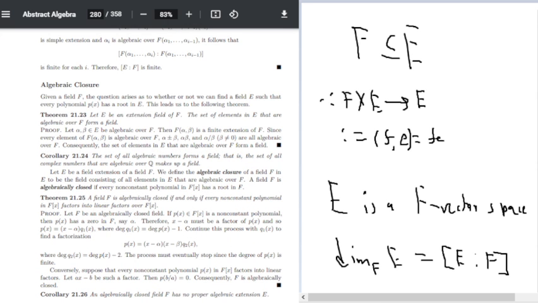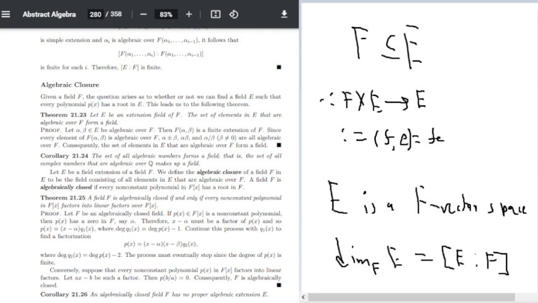Alright, algebraic closure. Given a field F, the question arises as to whether or not we can find a field E such that every given polynomial P of X has a root in E. This will lead us to the following theorem. Theorem 21.23. Let E be an extension field of F. The set of elements in E that are algebraic over F form a field.